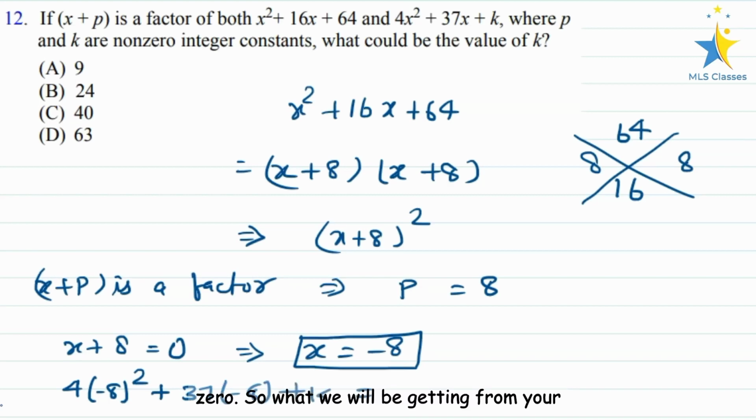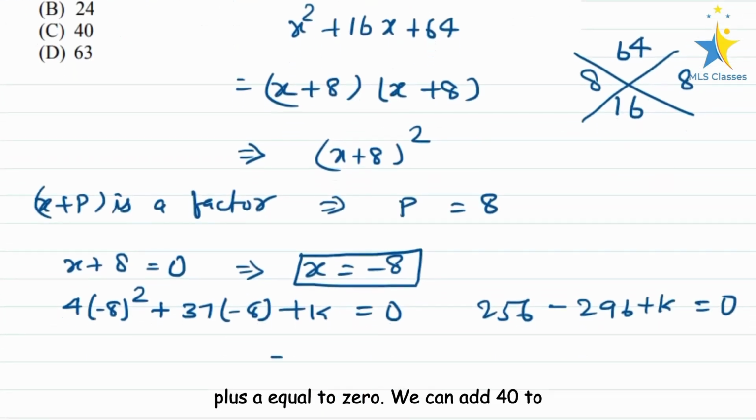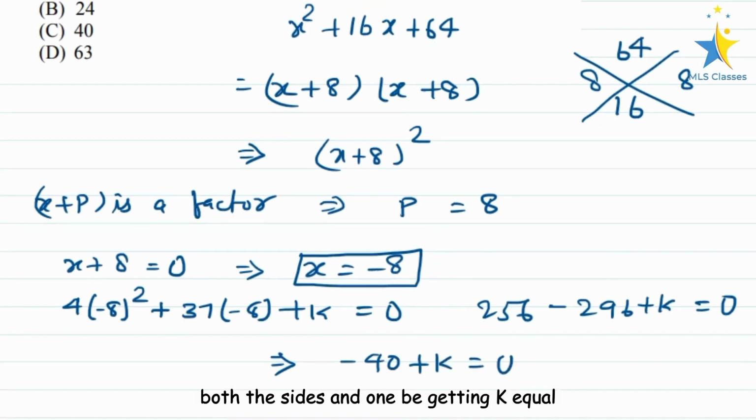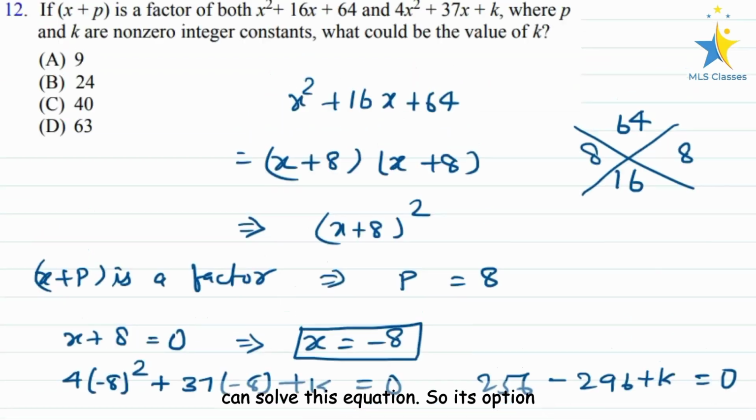So what we will be getting from here, 64 times 4, that is 256, and then plus 37 times negative 8, which is negative 296, plus k should be equal to 0. So we get negative 40 plus k equal to 0. We can add 40 to both the sides and we will be getting k equal to 40. So this is how we can solve this equation. So it's option C.